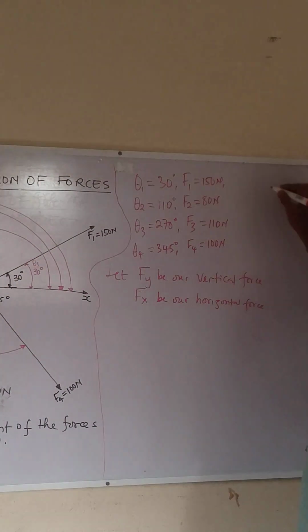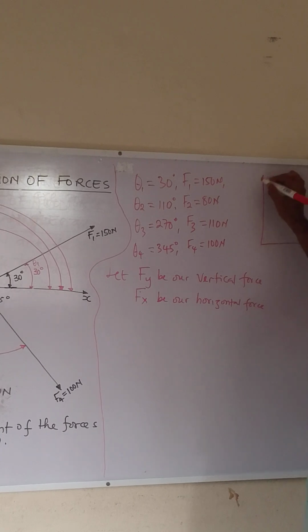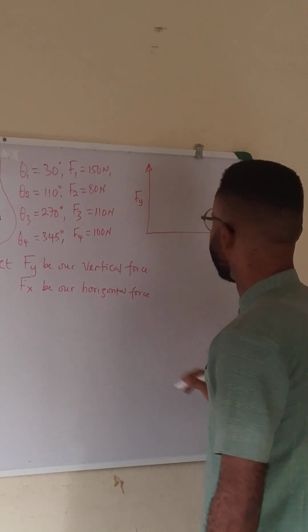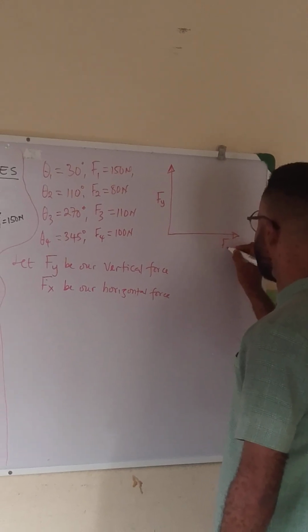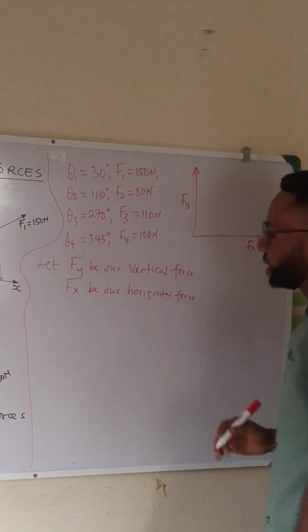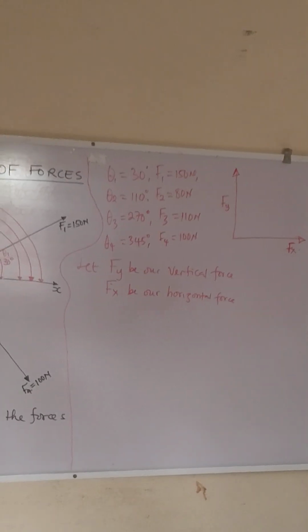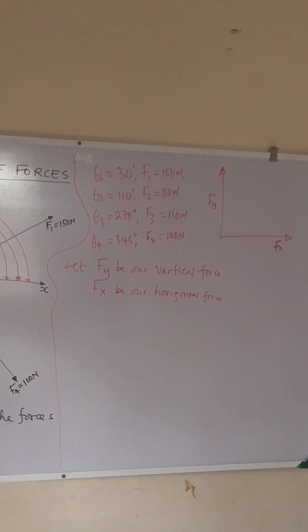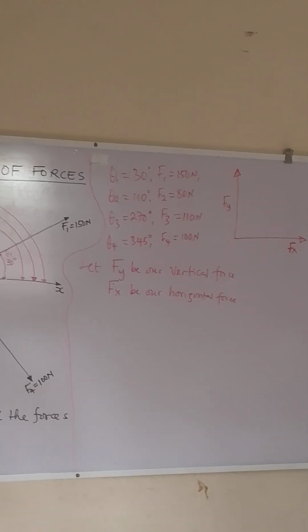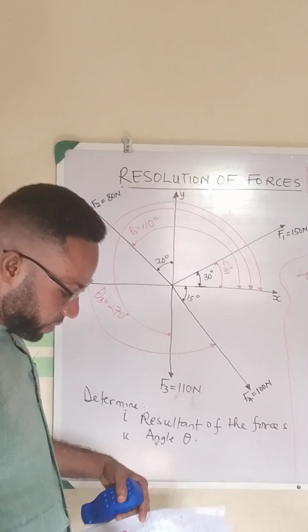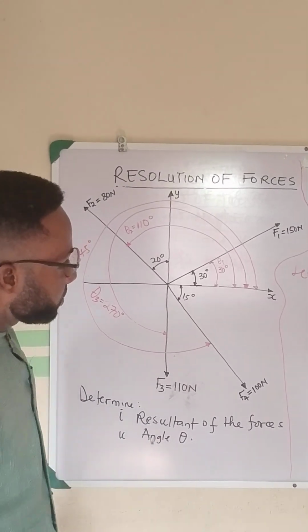What this means is, if we have this diagram, this is vertical, so this will be Fy, and this is horizontal, this will be our Fx. So having established this, we can now resolve our forces vertically and horizontally. We use cos when we are resolving forces horizontally, and when we are resolving forces vertically, we use sine.